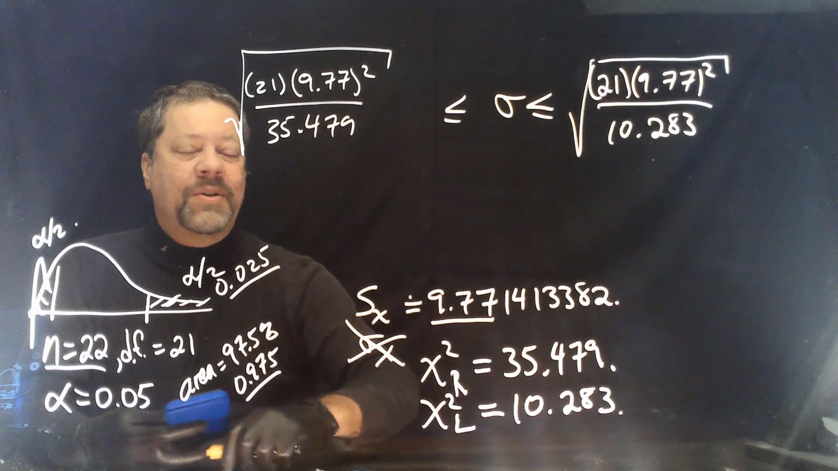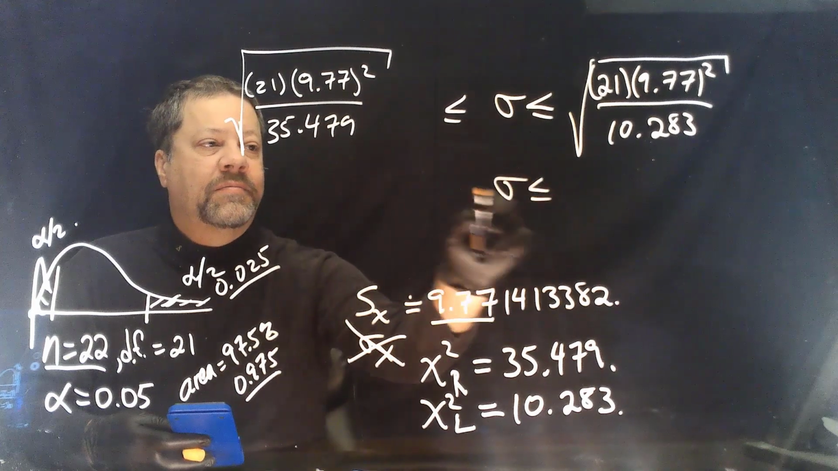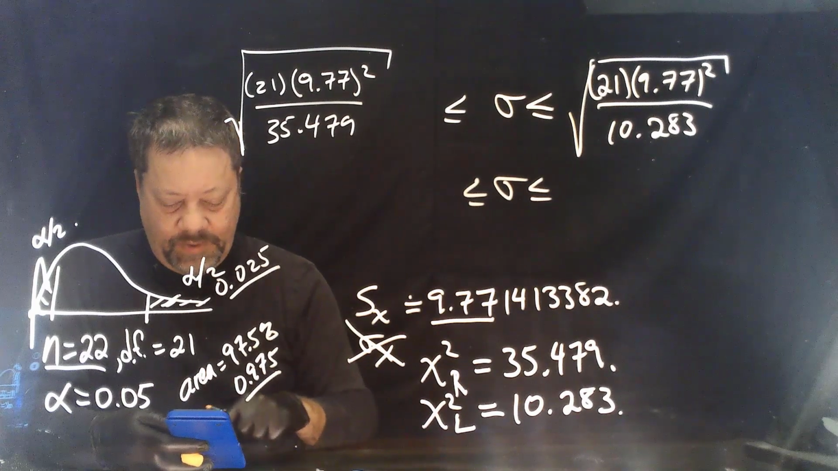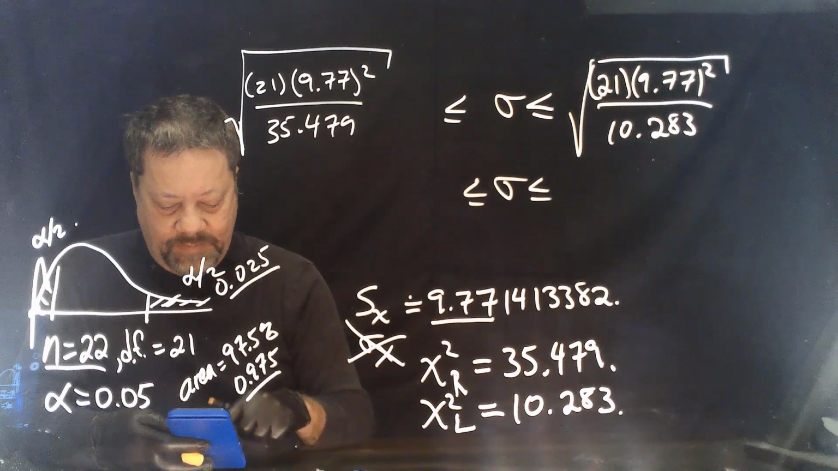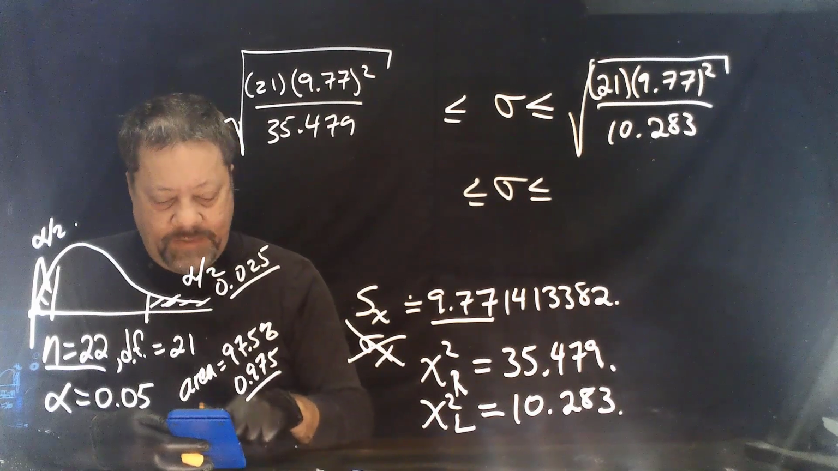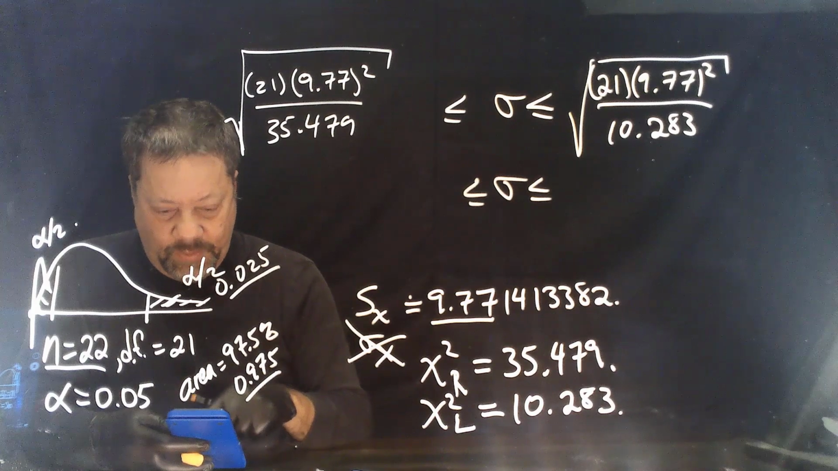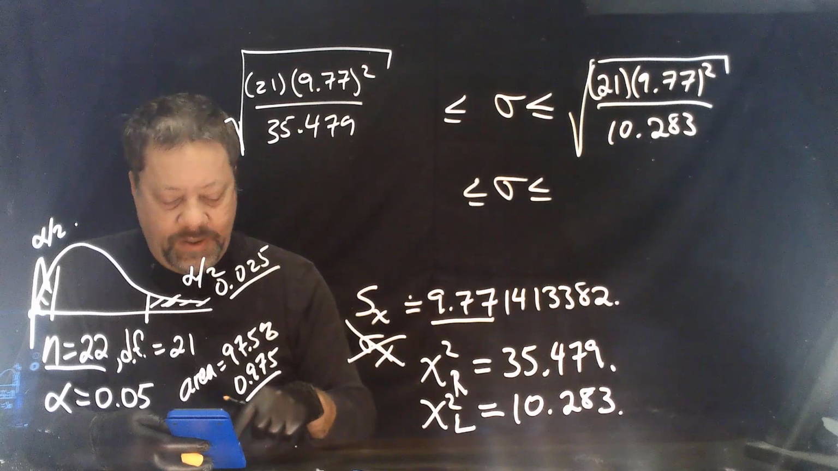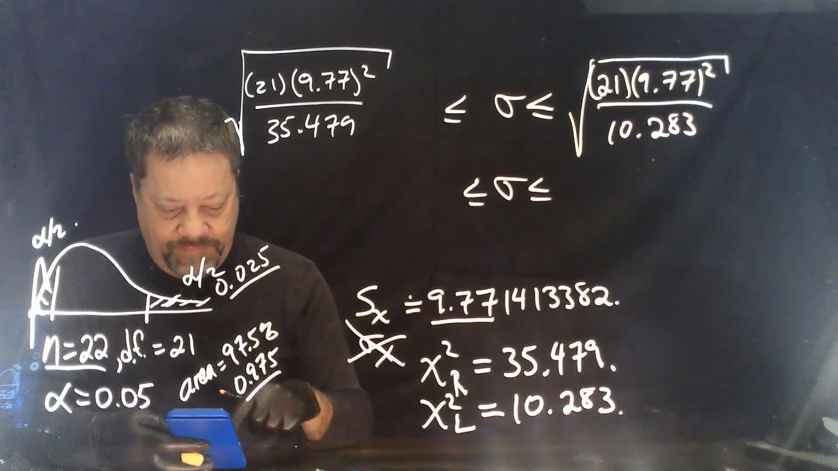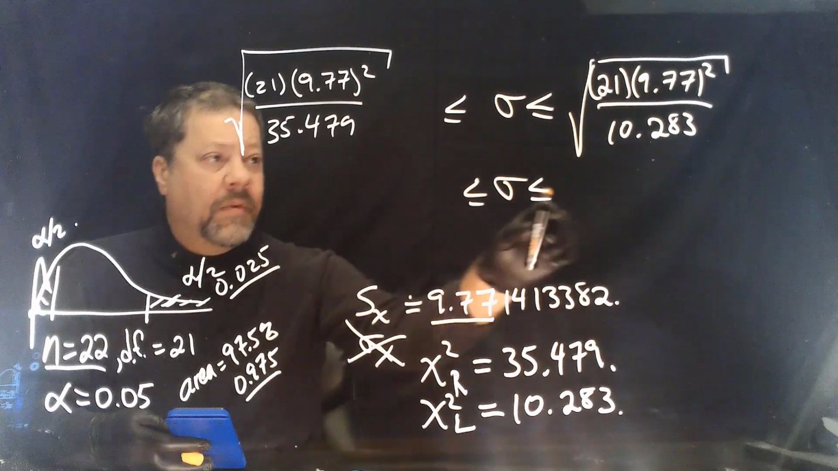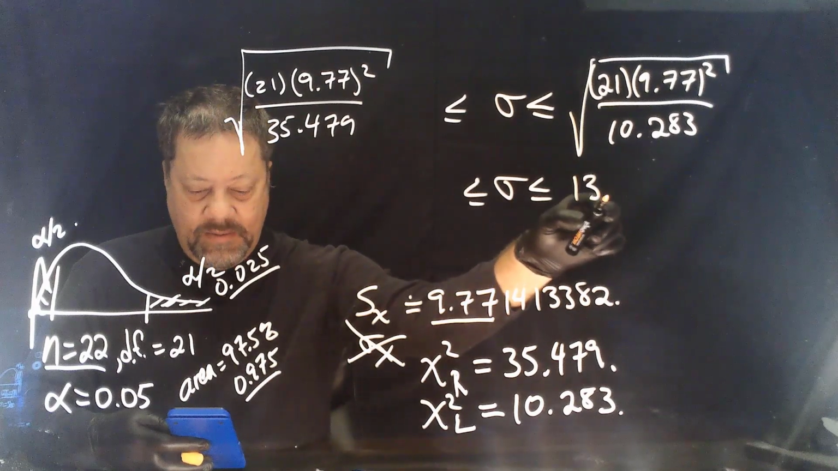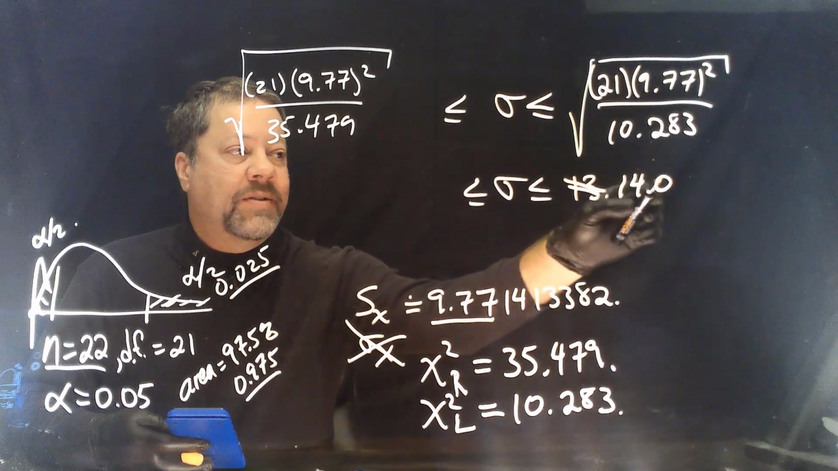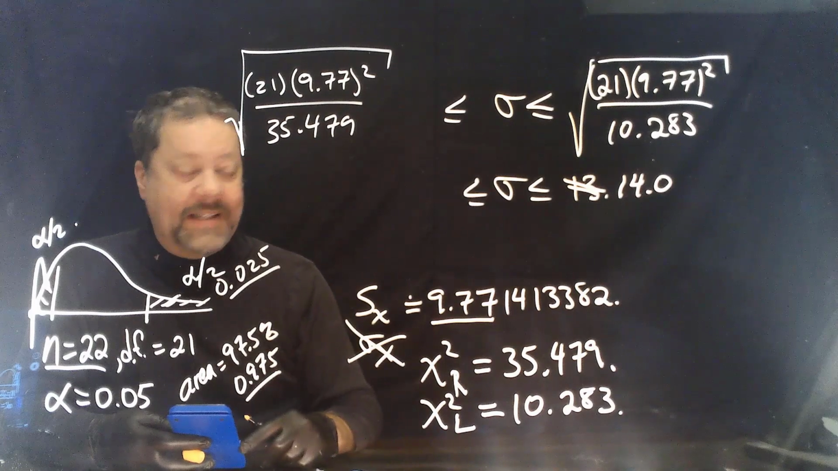We can crunch these numbers on our calculator. We'll have square root 21 times 9.77 squared divided by 10.283. That's 13.9. Well, I guess that rounds to 14.0 because it was 13.96.